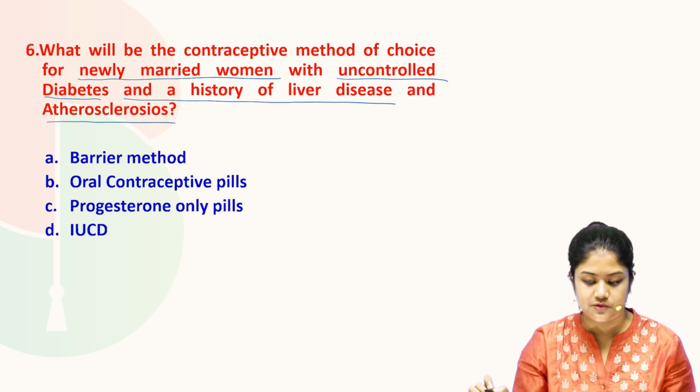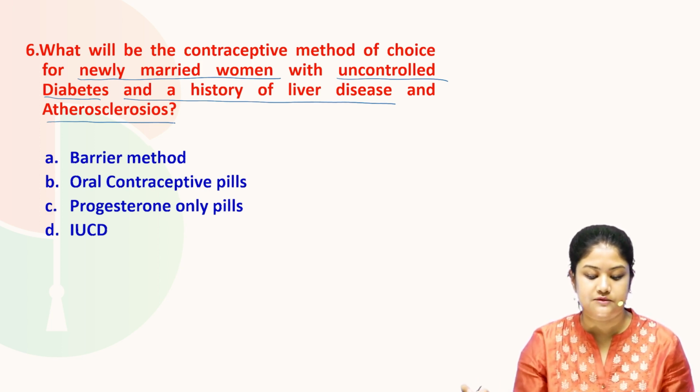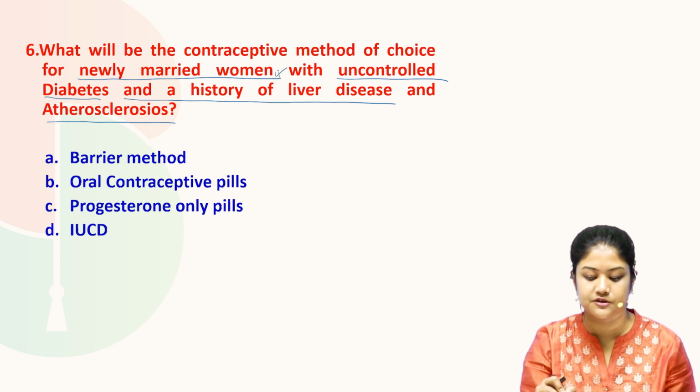So in these kind of questions, we have to read the questions very carefully. So in this question, the case given is newly married woman. So if it was only newly married woman, we could choose oral contraceptive pills.